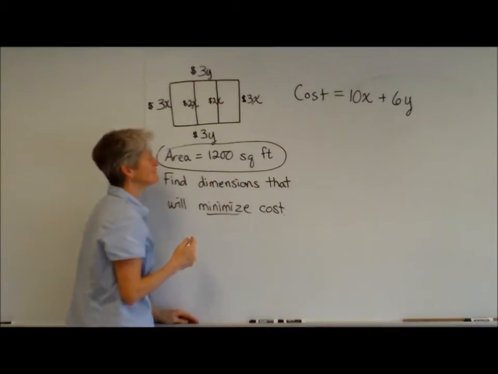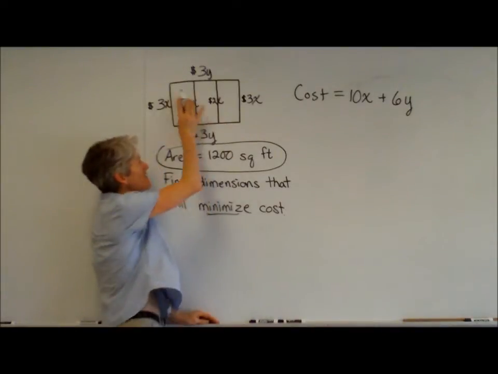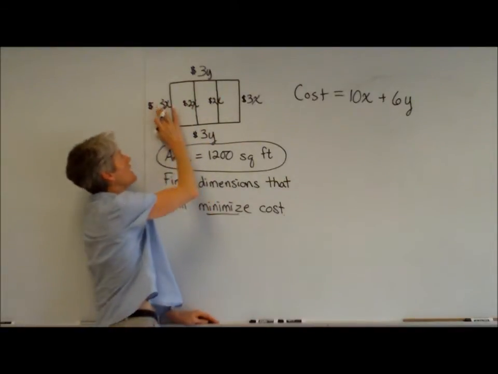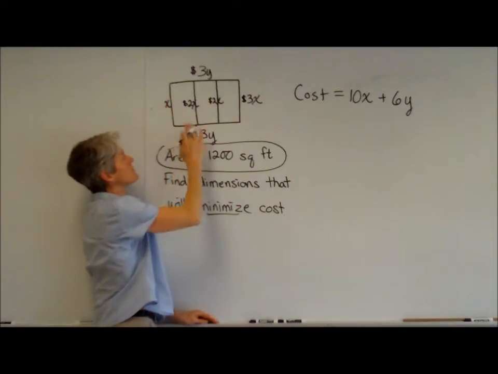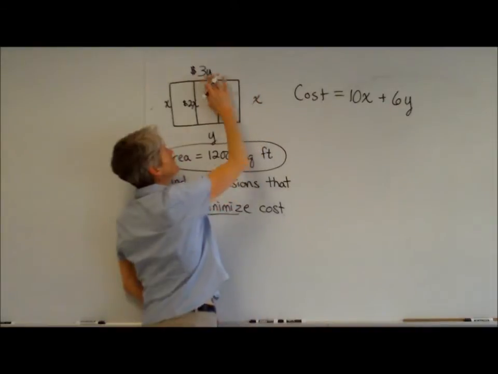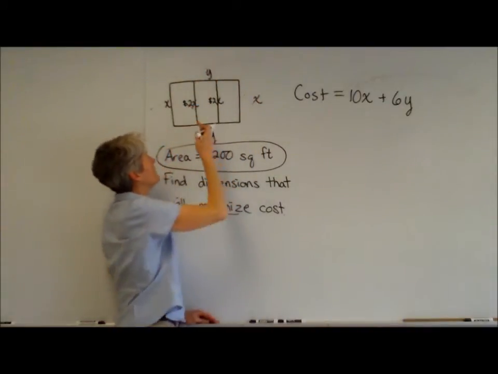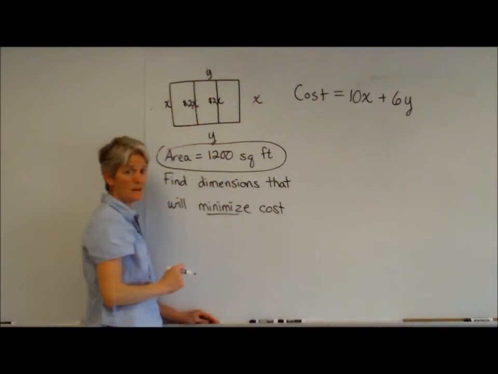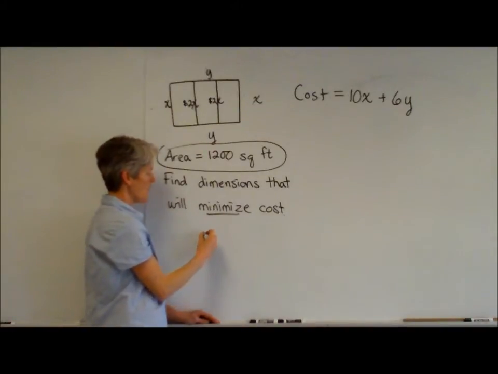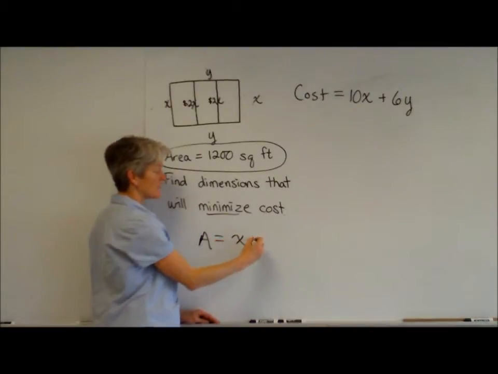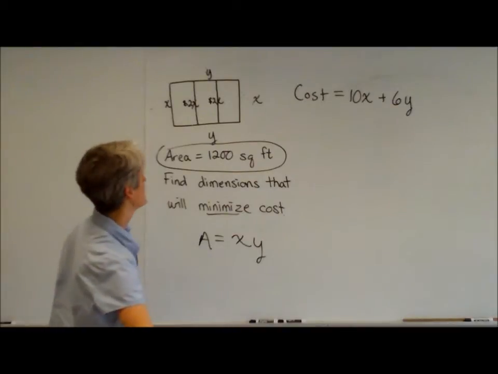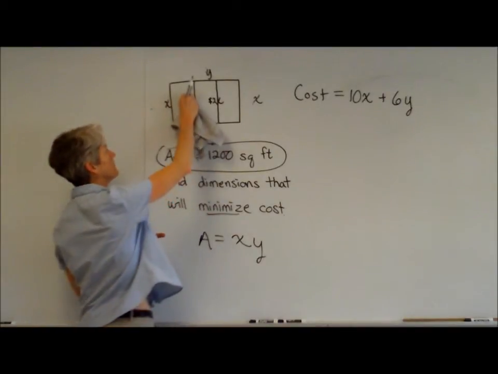Now, I've kind of labeled everything with those 3's, but remember, that's just the cost. So let's go back and really think about what the dimensions of this rectangle are. What really are the dimensions? The dimensions are really just x by y, right? The area has nothing to do with the cost. So area is x times y. That could be a little confusing.